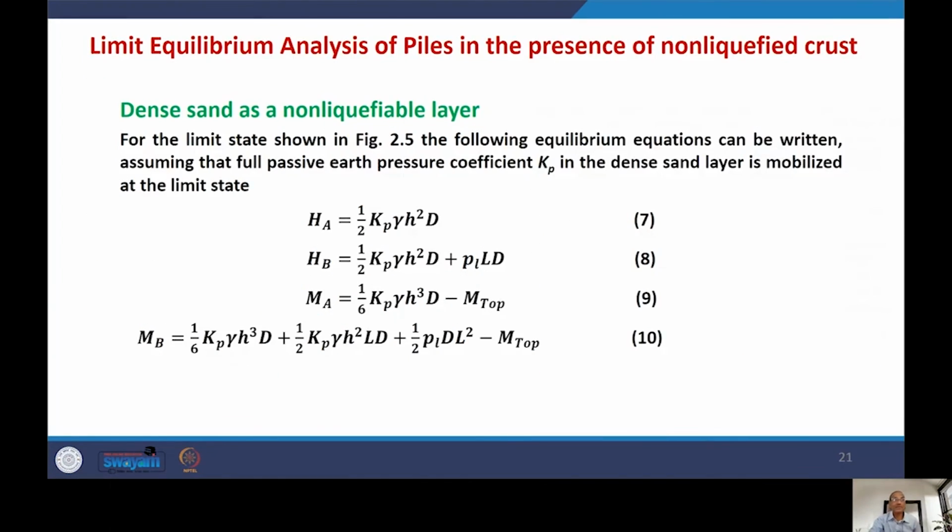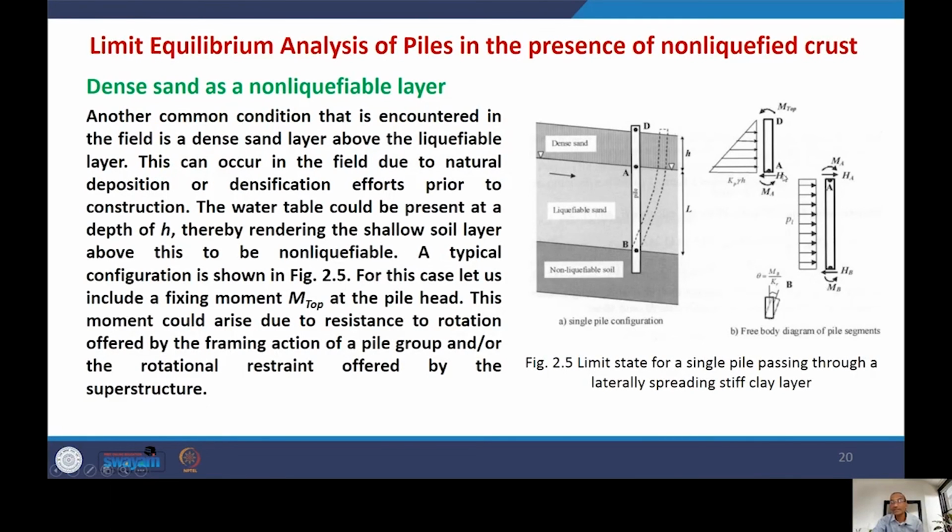Now based on this, there are some formulations. When you have dense sand as a non-liquefiable layer, for limit equilibrium analysis of piles in the presence of a non-liquefied crust, for the limit state shown in figure 2.5, the following equilibrium equations can be written, assuming that the full passive earth pressure coefficient Kp in the sand layer is mobilized. For the limit state, HA is half Kp gamma H squared D. And HP is the same thing, with the addition of PL into LD, which is the contribution coming from PL, the pressure applied by the liquefiable soils. HA and HP you can see in this figure. HA is here, while HP is at the base of the liquefiable soils.